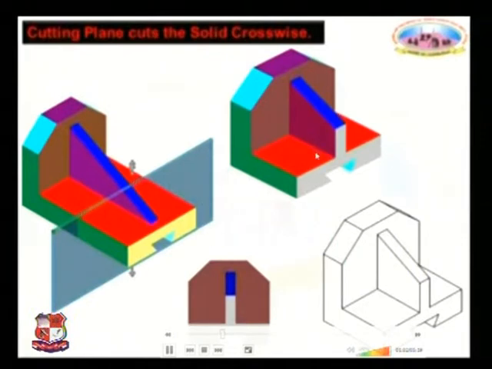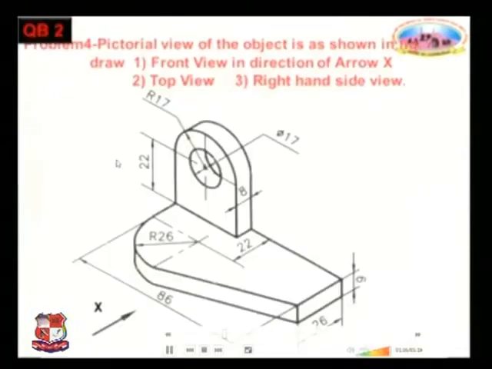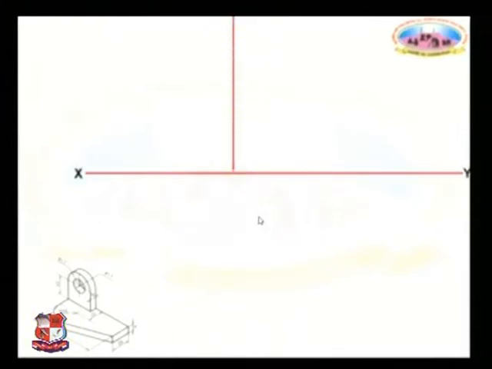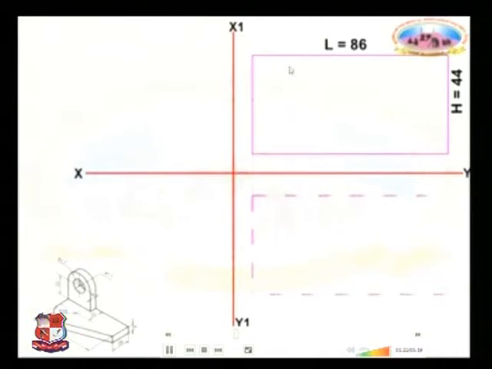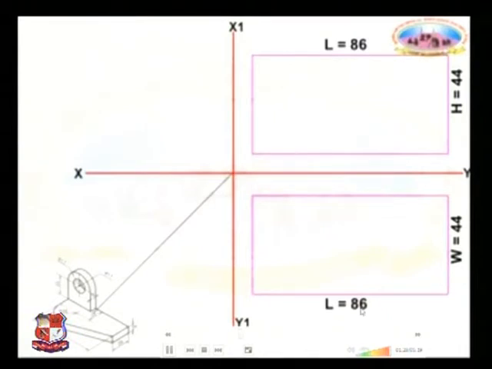Again another object having various views. If we cut, now how to draw this object is to be represented over here. The XY line represents the intersection of HP and VP. Draw its front view having width 86 mm, height 44 mm. In top view, length is 86, height is 44.